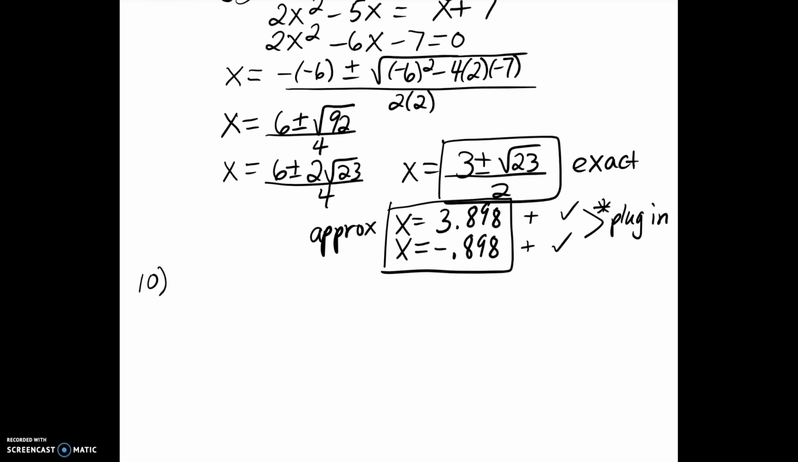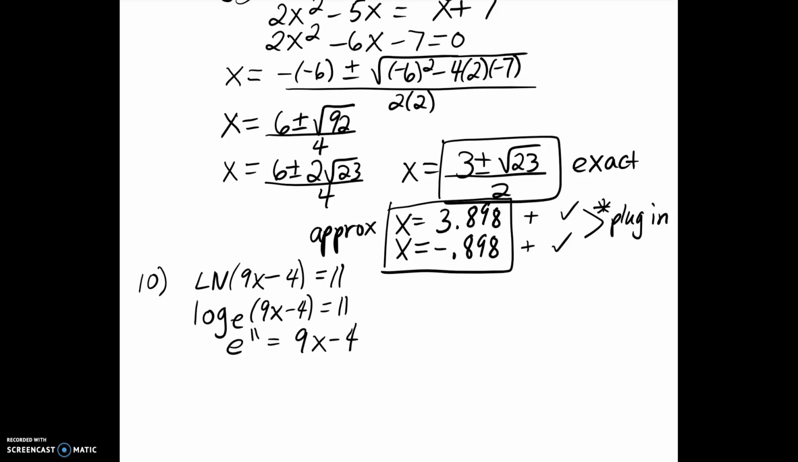And then our last one is going to be an ln example. This will be back to an easy solving one once we switch to exponential form. ln is the same as log base e. So if we're solving this as an equation, you want to switch it to log base e, change to exponential form. And if you recognize that it's log base e, you can change it right away to exponential form. Add the 4. Divide by 9, and then here's your exact answer.